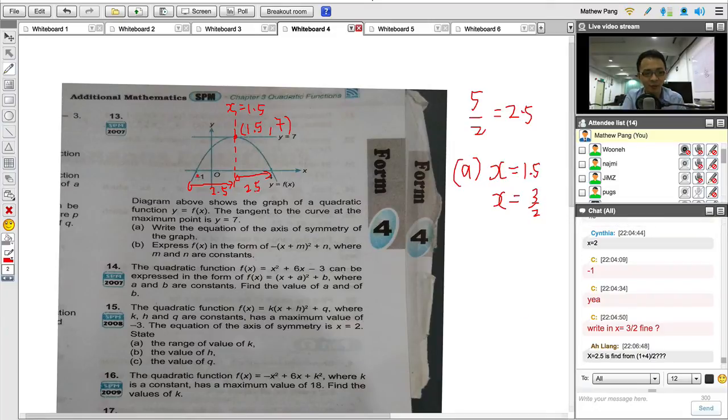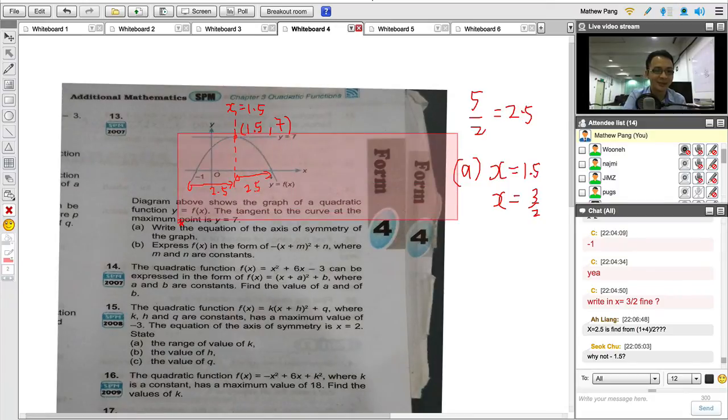You have to think, from -1 to 4, what is the total number of units you have here? You just calculate -1 to 0 is 1 unit, 0 to 4 is 4 units, 4 plus 1 is just 5, because the total distance here is 5 units. So you want to find the midpoint of them.